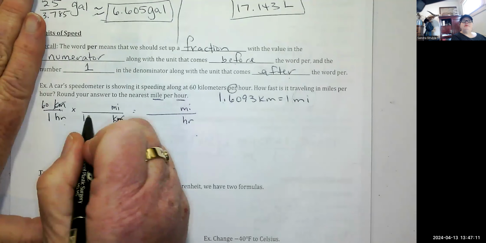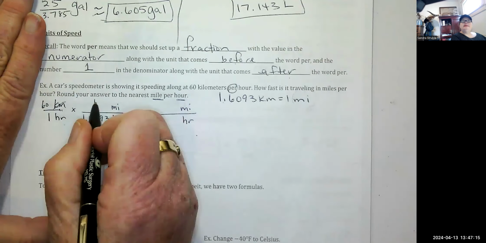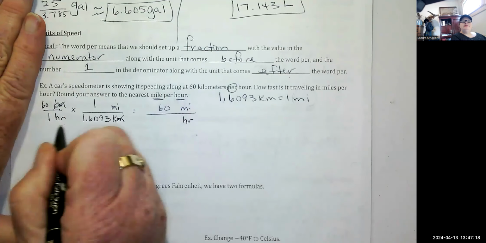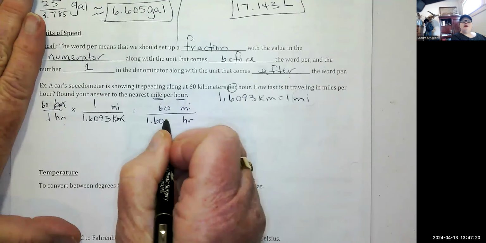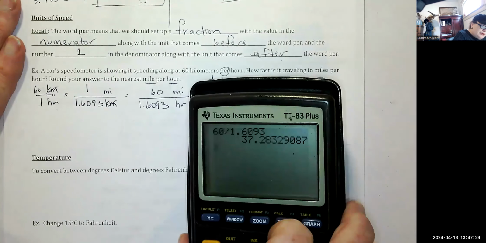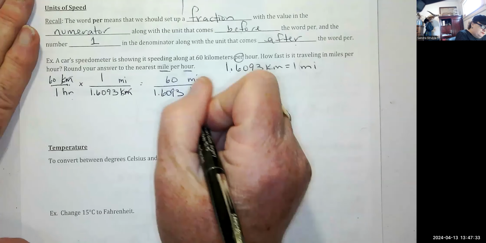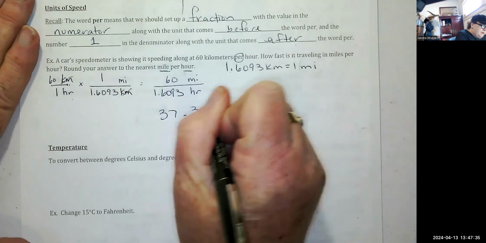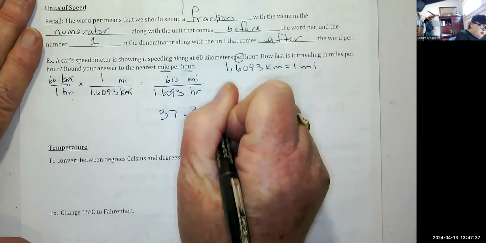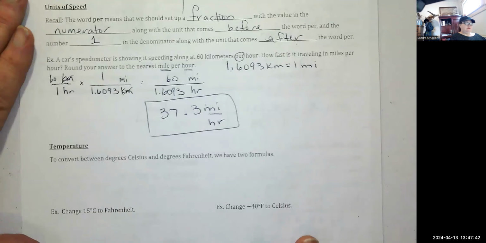1.6093 and 1 for my miles. Multiplying straight across, 60 times 1 is 60, 1 times 1.6093, and I just need to divide those real quick. 60 divided by 1.6093 is 37.3. Just go with that. 37.3, and this is my miles per hour. That is my unit rate. Awesome. Good stuff.